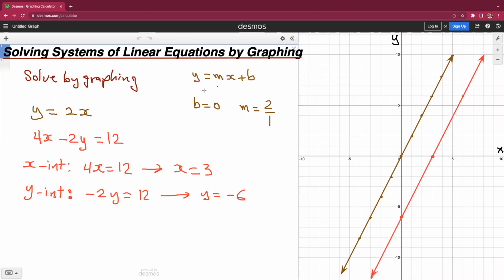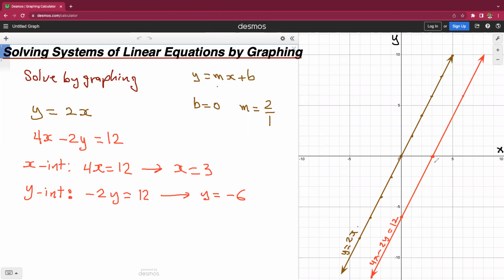And we'll write the equation of each line on top of it. That's the proper way of doing it. So this is 4x minus 2y equals 12, and this is y equals 2x. And that's it. Now, as we notice, these are parallel lines. They're never going to meet.